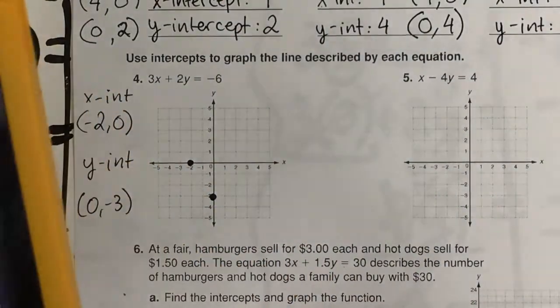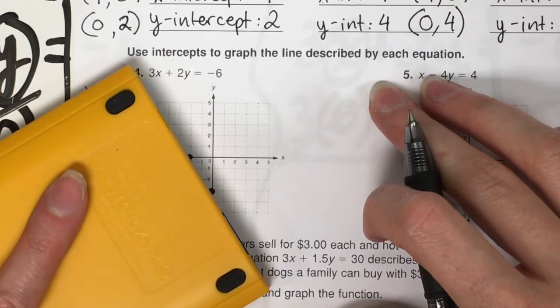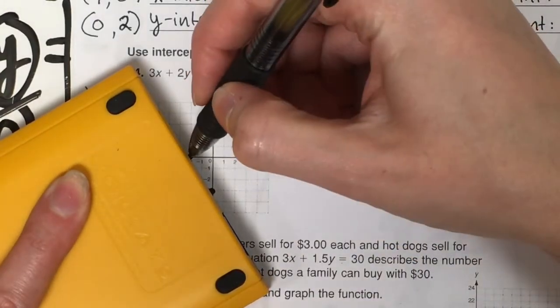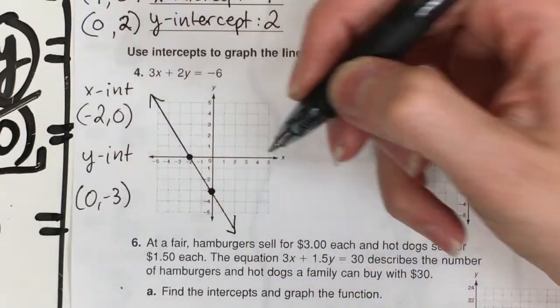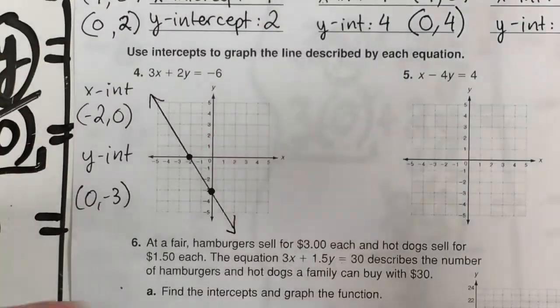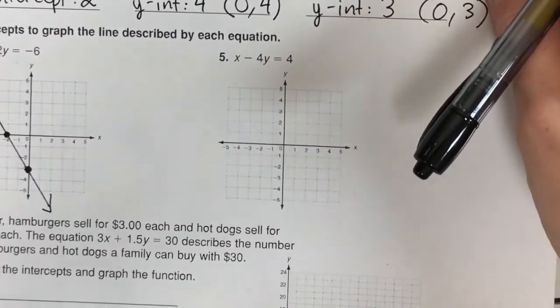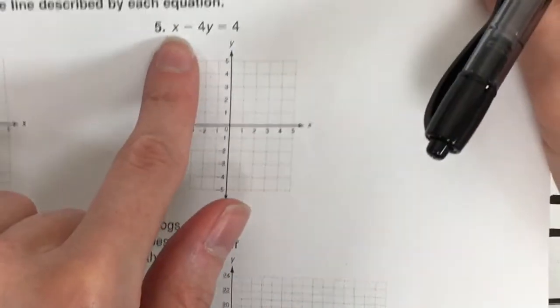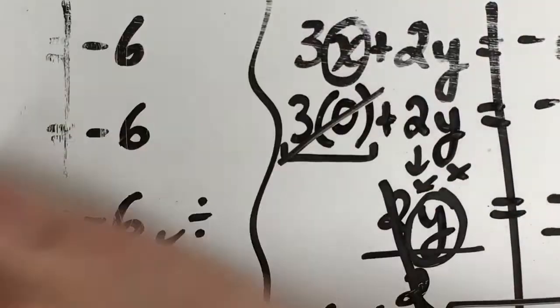And now we're going to go ahead and make a line. So use your calculator to make a line with arrows. So there we go, we graphed it. Okay, let's try number 5. Let's try this one right here. So I'm going to go ahead and copy x minus 4y equals 4. We're going to do the same process again.